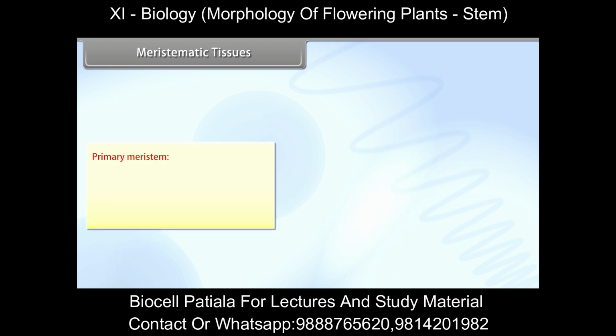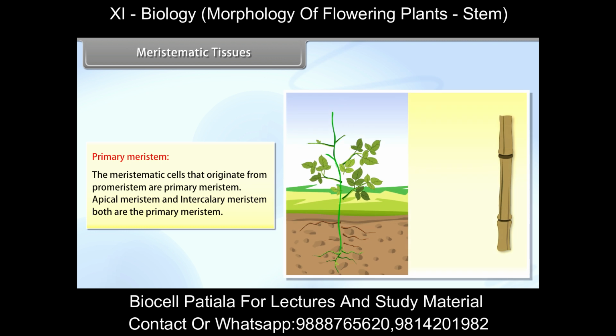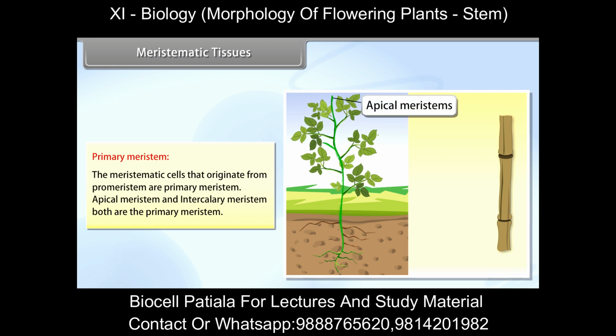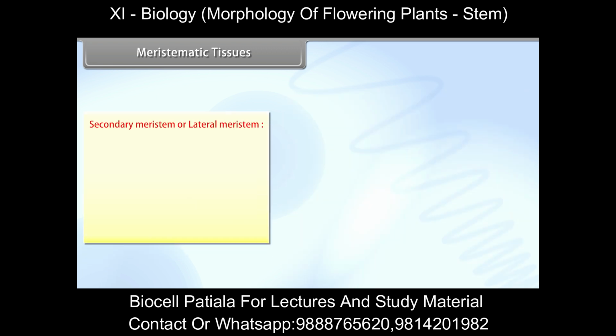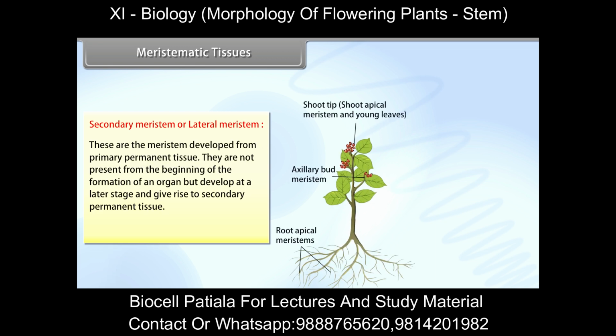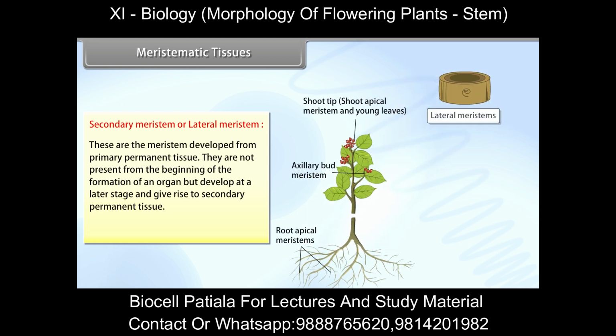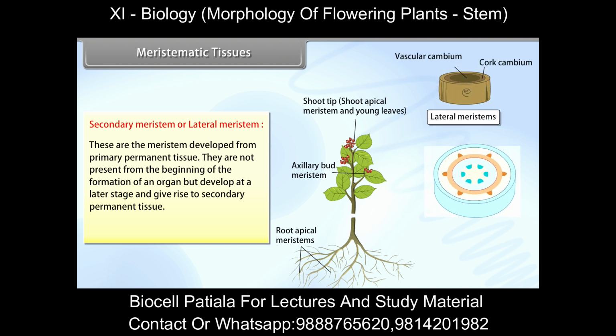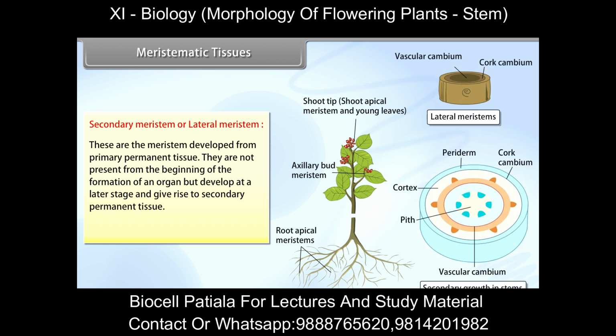Primary meristem. The meristematic cells that originate from promeristem are primary meristem. Apical meristem and intercalary meristem both are the primary meristem. Secondary meristem or lateral meristem. These are the meristem developed from primary permanent tissue. They are not present from the beginning of the formation of an organ, but develop at a later stage and give rise to secondary permanent tissue. For example, cambium of roots.